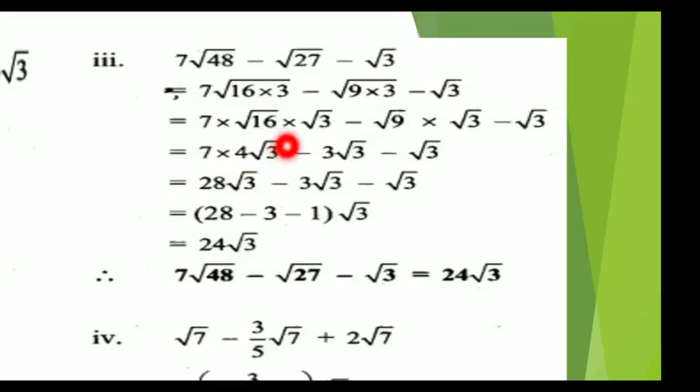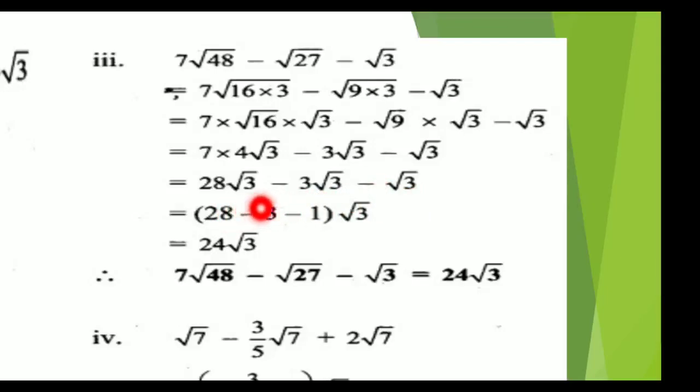7 multiply the 16 and 3 can be written separately. Root 16 multiply root 3 minus 9 multiply 3 can be written separately. Root 9 multiply root 3 minus root 3. Okay, 7 multiply 16, square root of 16 is 4, then root 3. Then square root of 9 is 3 and 3 root 3 minus root 3. 7 4s are 28 root 3 minus 3 root 3 minus root 3.